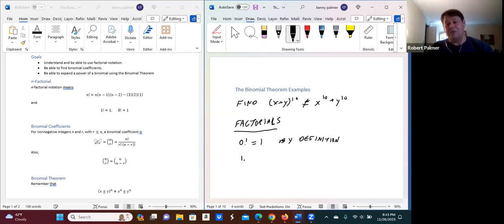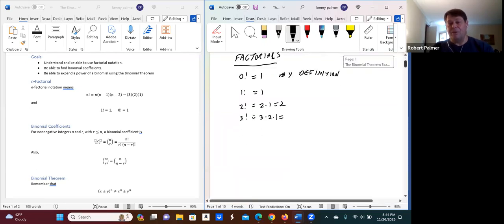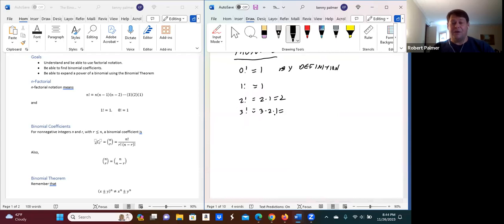So 1 factorial, of course, is just 1. 2 factorial is 2 times 1, which is 2. 3 factorial is 3 times 2 times 1. So you see what you're doing. We're essentially taking the number, then multiplying it by the next number down, then the next number down until we finally get to 1. This is 6. 4 factorial is 4 times 3 times 2 times 1, which is 24.